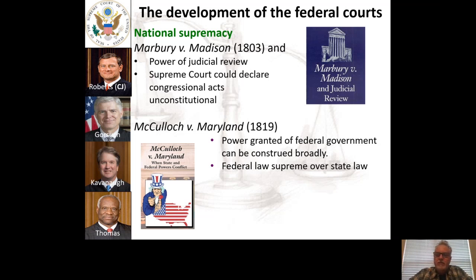The development of the federal courts began with the case of Marbury versus Madison. You're going to be looking at that court case in particular later on in the unit. And that is where it was determined that judicial review was constitutional, and that the Supreme Court can declare an act constitutional or unconstitutional. The court case of McCulloch versus Maryland that we went over in Unit 1 about the national bank set up supremacy of national law, as well as how the Constitution can be interpreted broadly through the necessary and proper clause.